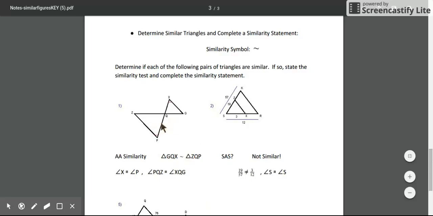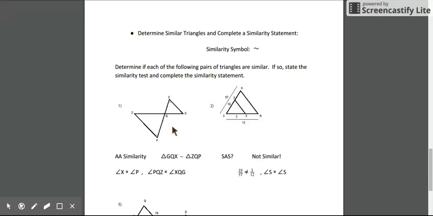All right, looking at this first example, we know that X and P, those two angles are congruent. So if I can find another pair of angles that are congruent, we can use that angle-angle similarity test. Well, I know that right here I have vertical angles, and vertical angles are always congruent. So if I name that angle PQZ and say it's congruent to its corresponding parts on the other triangle, XQG, we know that we have these two angles congruent. We have angles X and P congruent. We have two pairs of angles that are corresponding and congruent. We know these two triangles are similar based on the angle-angle similarity test.